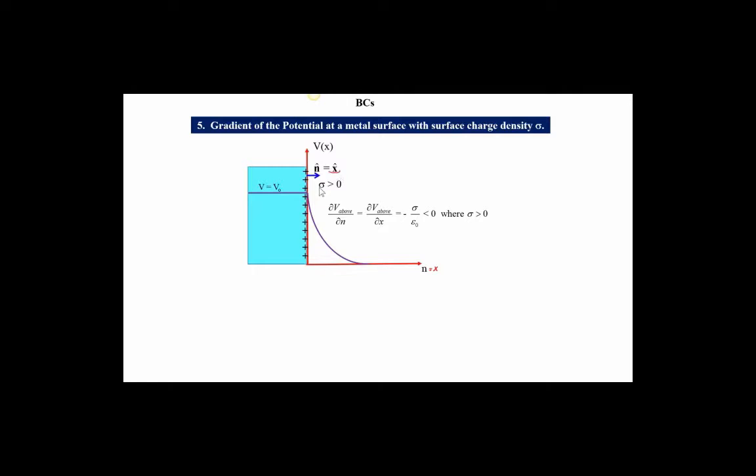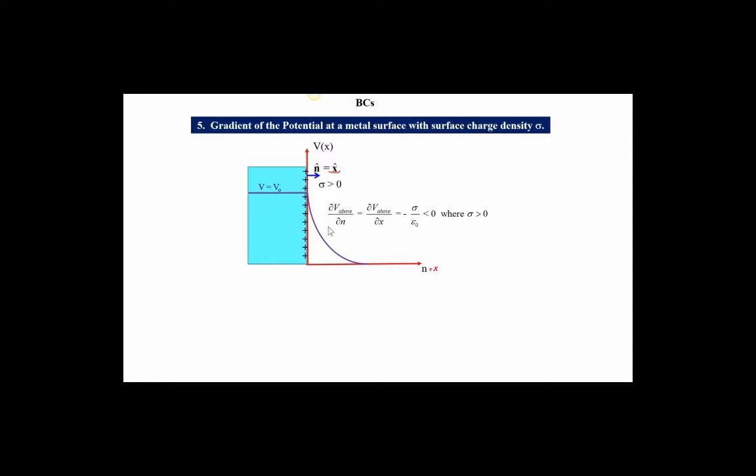So for sigma greater than 0, we would expect the potential to have some kind of behavior like this. Inside, we have a potential that's a constant. If we require that these be continuous, you'll notice that this one starts falling exactly with the same value V0 here. So this is a reasonable representation of the potential of a charged layer on a metal.